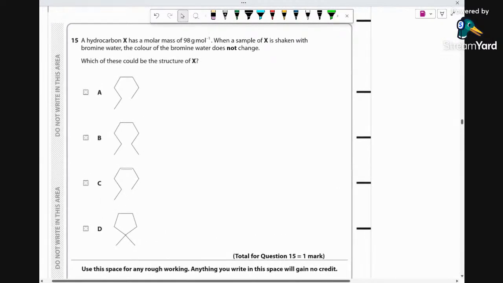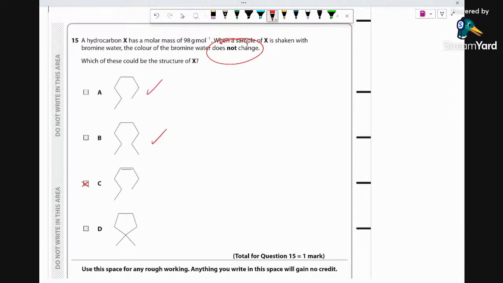Nice. A hydrocarbon X has a molar mass of 98. When a sample of X is shaken with bromine water, the color of the bromine water does not change. Which of these could be the structure of X? Okay, molecular mass 98, the color does not change. So which one could be X? C. It's the only alkene because it says it doesn't change. Well, if it was C, then bromine water would have decolorized. Whereas this won't change bromine water, won't change bromine water, won't change bromine water.